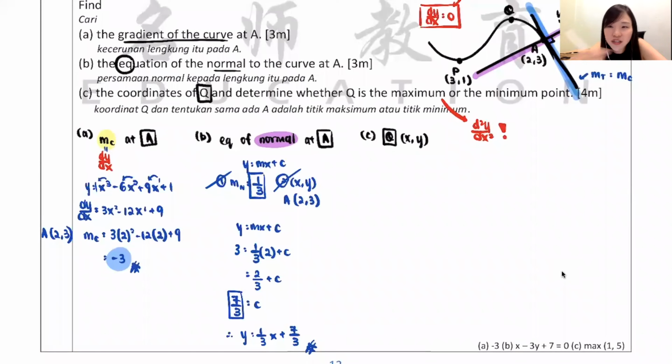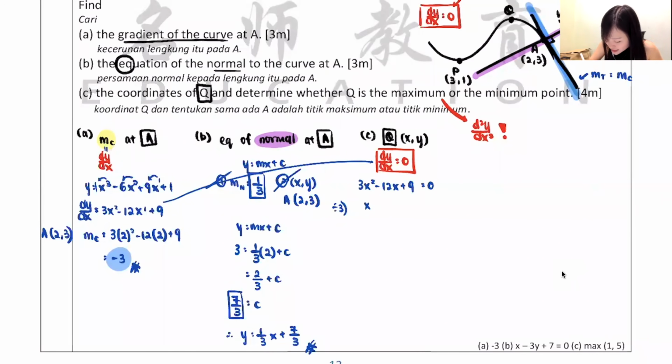Don't tell me, teacher, is it the same as point A? No, this is coordinate Q. At the start, they already tell me point P, point Q is the turning point. Turning point, isn't it? That means dy dx equals 0. So we are using dy dx equals 0. The dy dx, we already have it here. So I just sub it in, equal to 0.